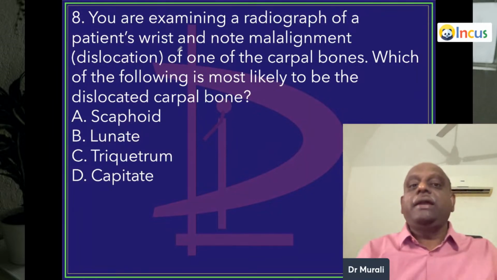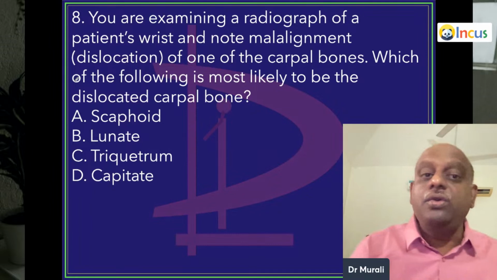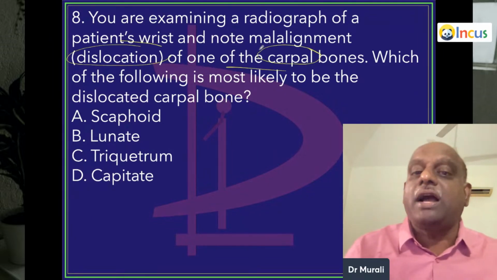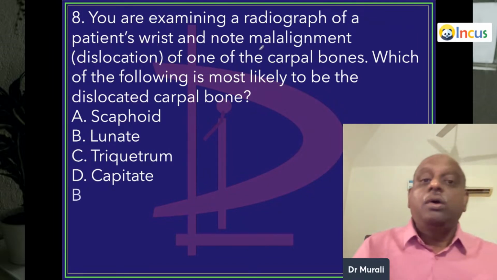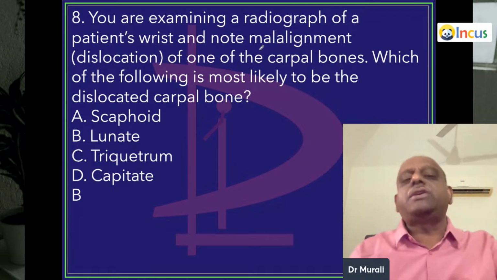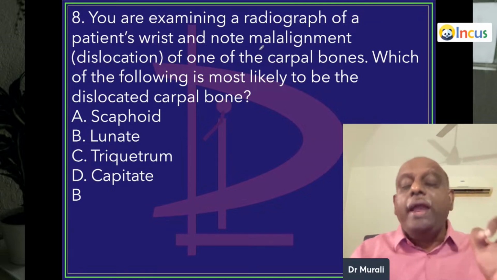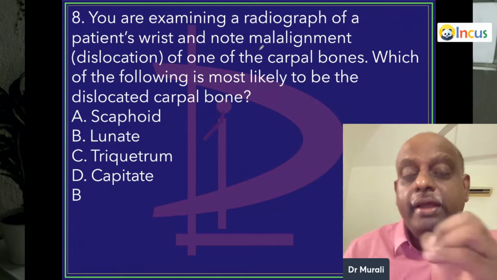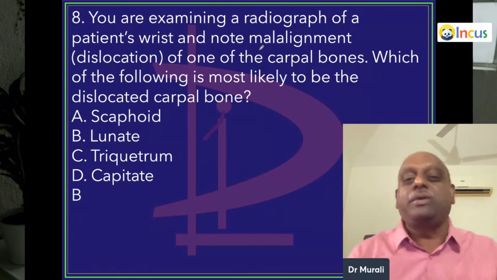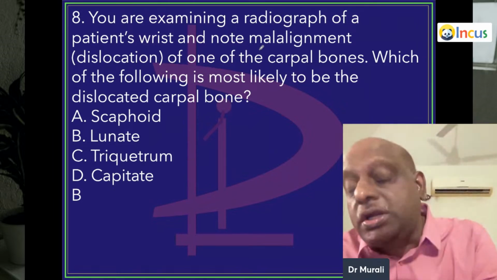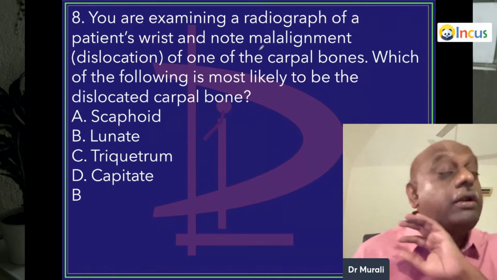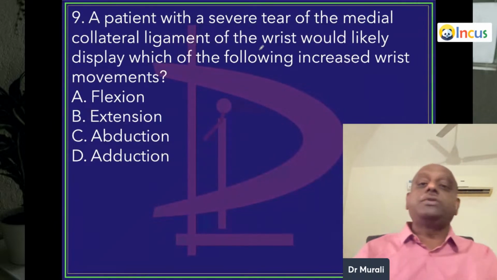You are examining a patient's wrist and note a malalignment of one of the carpal bones. What is the most commonly dislocated carpal bone? Lunate is the most commonly dislocated carpal bone. Scaphoid is the most commonly fractured carpal bone. You have to be 100% sure for tomorrow's exam.